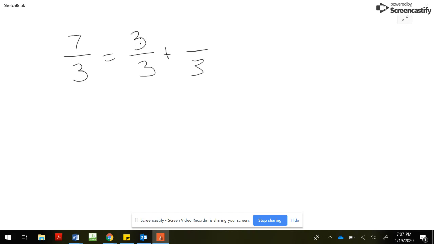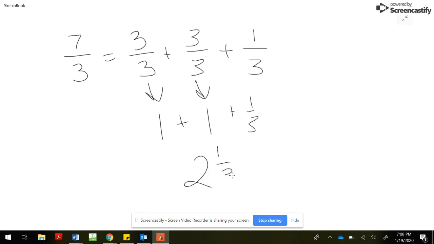So I'm going to do 3/3 plus 3/3. I know 3 plus 3 would get me 6. How much more do I need to get to that 7? I need 1. Now I'm going to say, okay, that's a whole, that's a whole, that's going to stay a fraction piece. So 1 plus 1 plus 1/3 gets me 2 and 1/3. Super easy way to check this is multiply it and add back. 3 times 2 is 6. 6 plus 1 equals that 7/3, and that's what I got here.